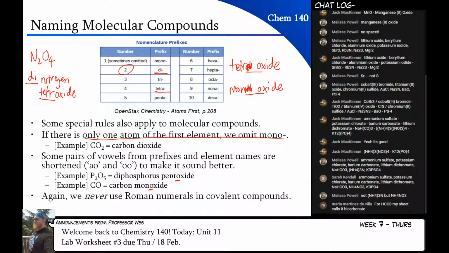And again, cannot emphasize this enough, never use Roman numerals with molecular compounds. These are all covalent, they share electrons, they do not have charges. Therefore, we do not use Roman numerals for them.